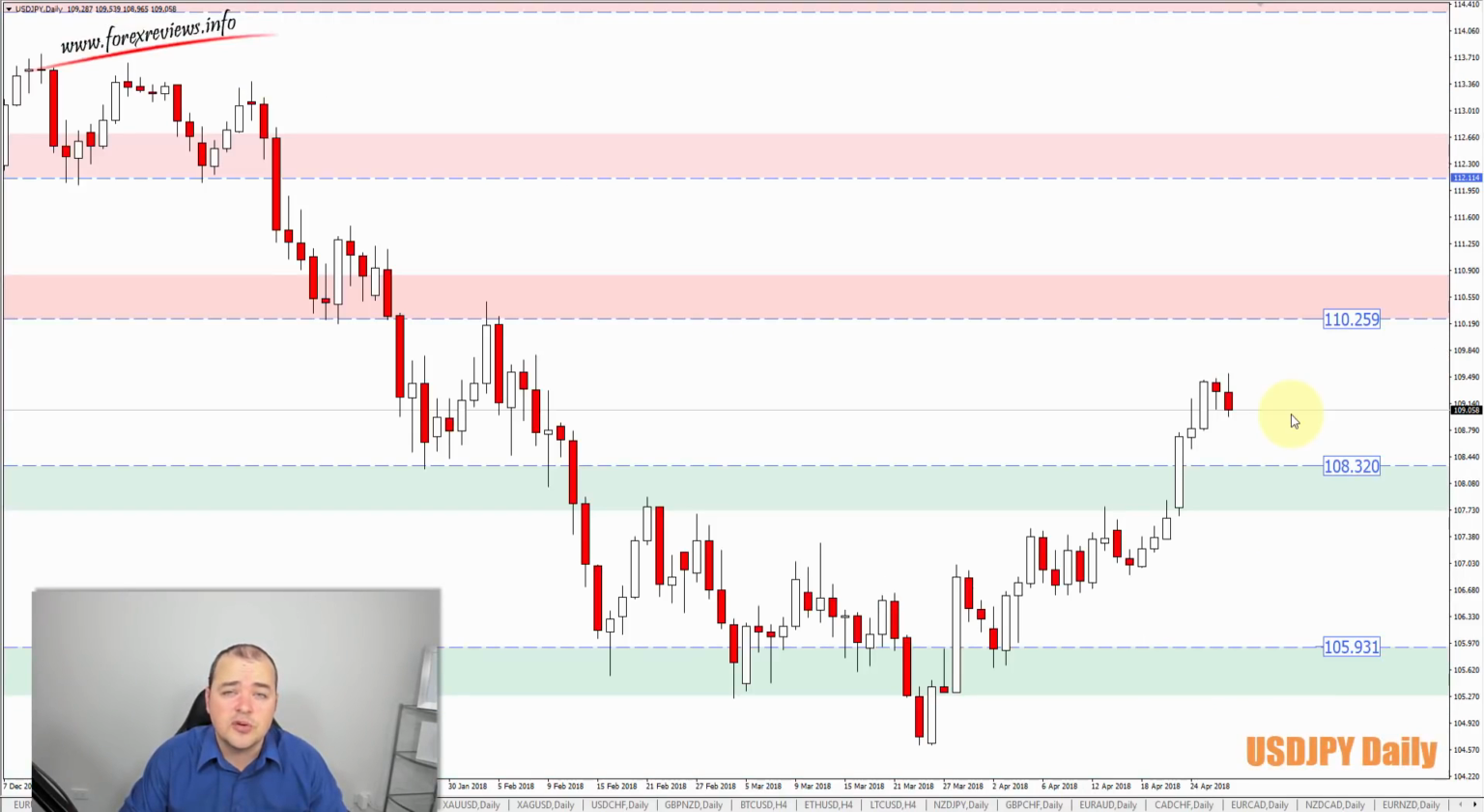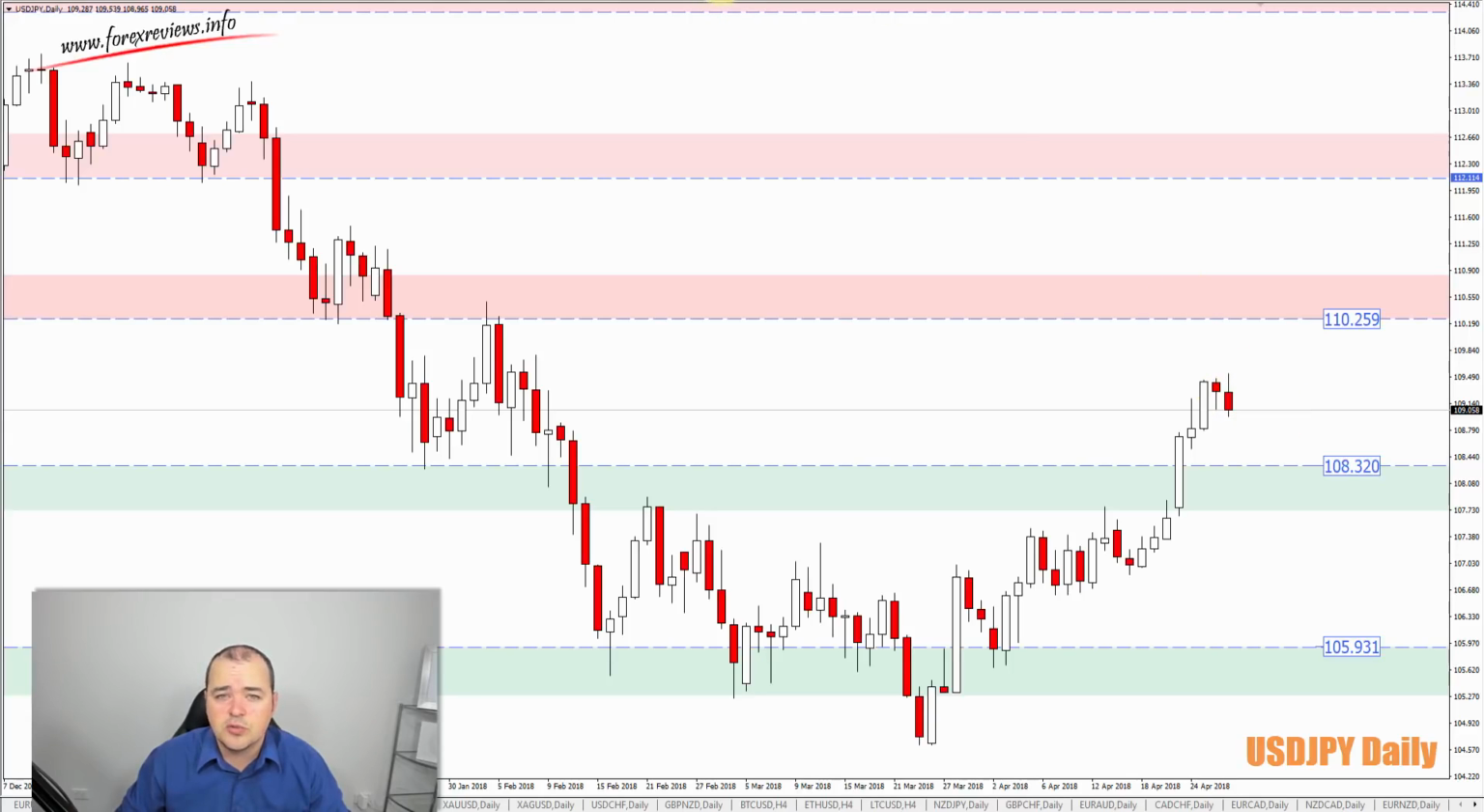Okay, next pair I'd like to highlight is US Jappy, and I'm on the daily chart on this market this week. What I'd like to highlight on this market is a potential pullback area, and that is the 108.32 zone area. Last week in price action, this market broke above and closed above this important zone.